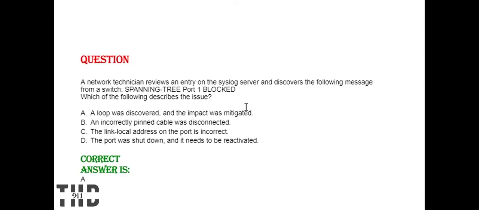The network technician reviews an entry to the syslog server and discovers the following passage from the switch. Spanning tree port 1 blocked. Which of the following describes the issue? Option A, a loop was discovered and the impact was mitigated. Option B, an incorrectly pinned cable was disconnected. Option C, the link local address on the port is incorrect. Option D, the port was shut down and it needs to be reactivated. The correct answer is option A.